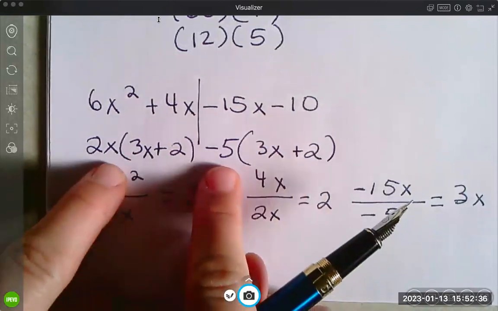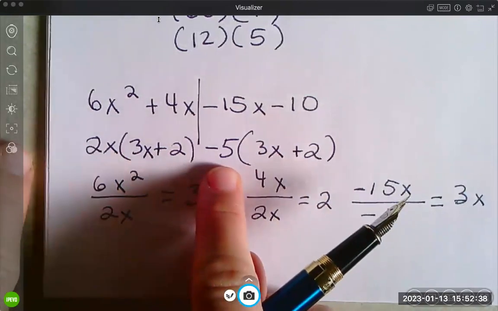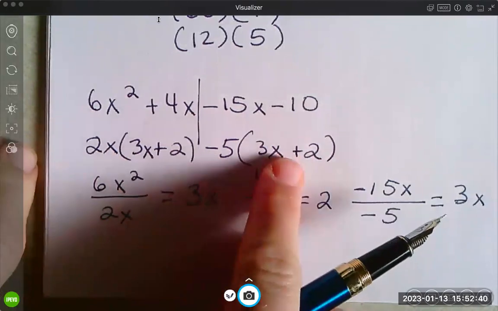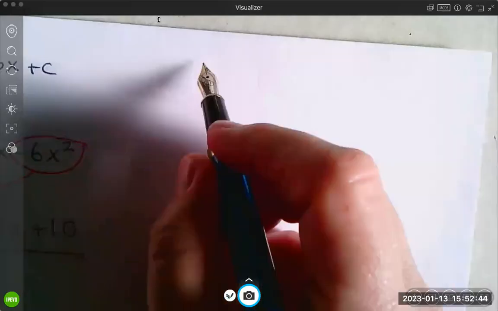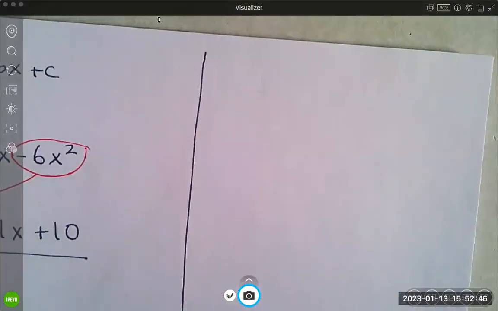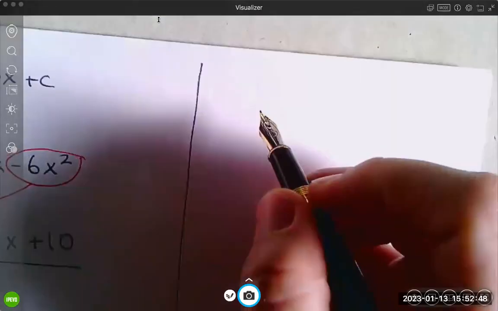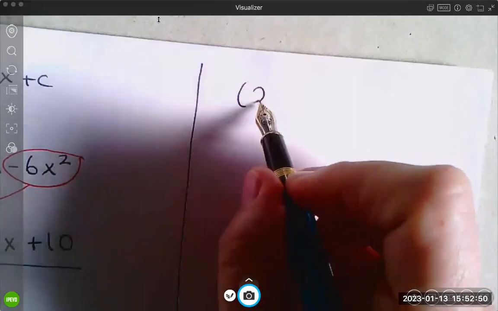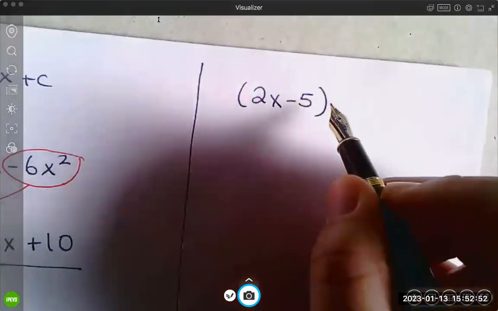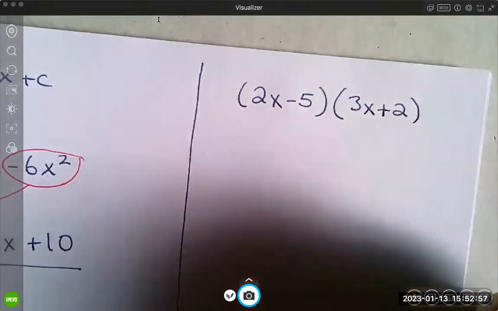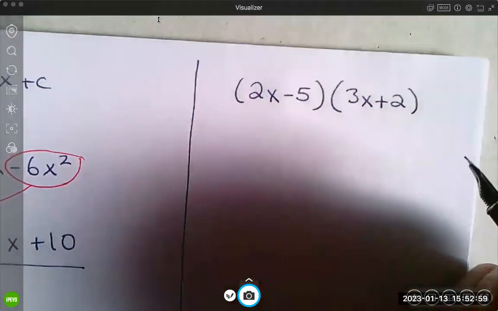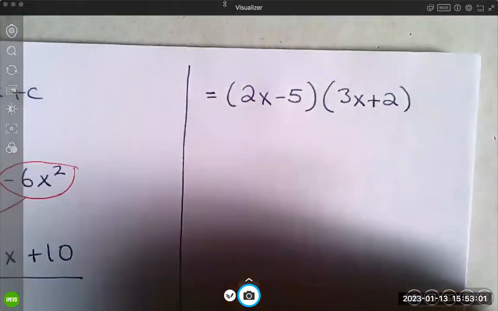Okay, and then the 2x minus 5 constitutes the second factor. So one factor, two factors. So 2x minus 5 times 3x plus 2. And that is the final factored form.